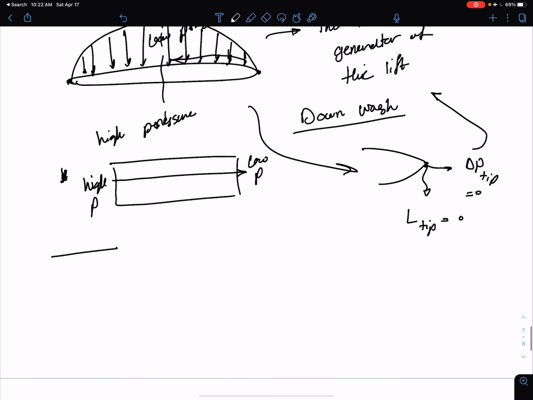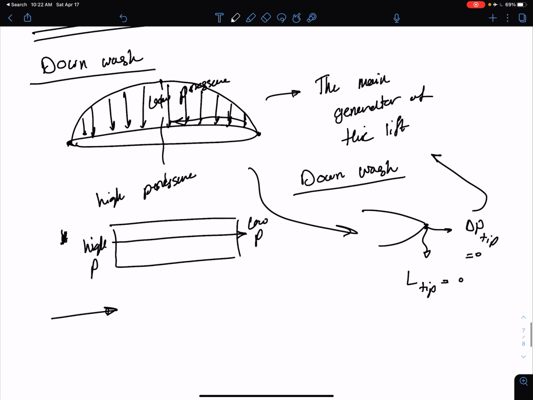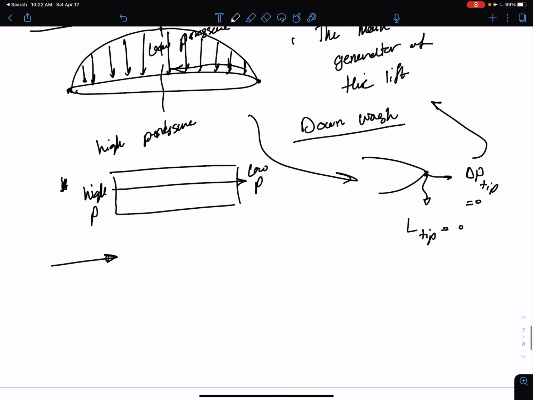And this also means that we are going to lose the rest of the lift. If it was an infinite wing, your lift distribution should have looked like this, right? So we have lost these parts. Because of this loss, we are going to have something called an induced drag, which I'm pretty sure you have already watched those lectures, and you're already very familiar with the concept of induced drag.